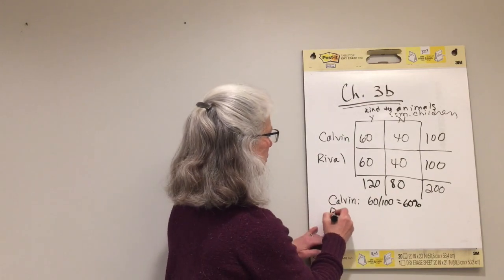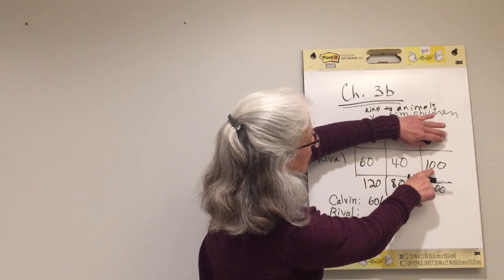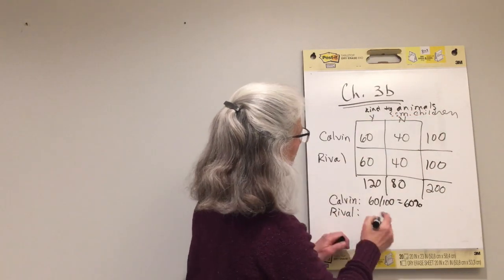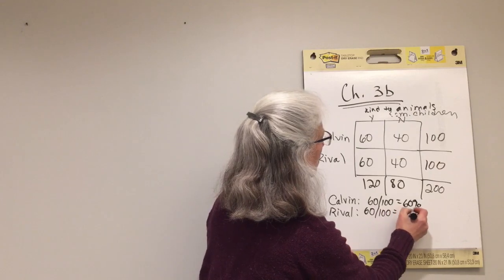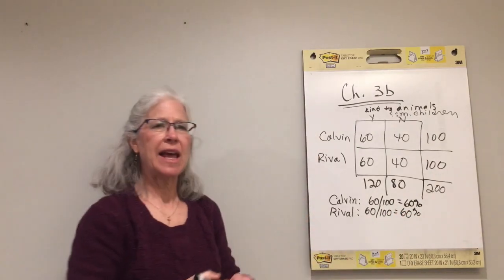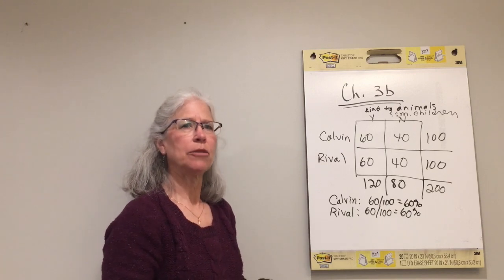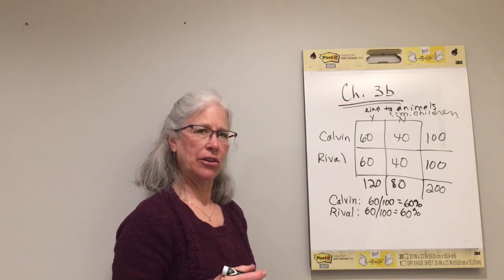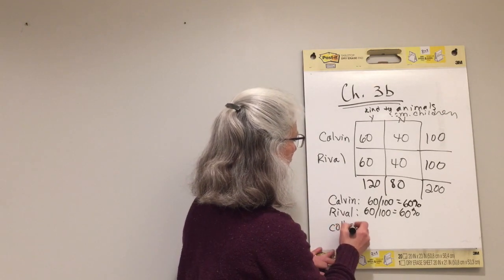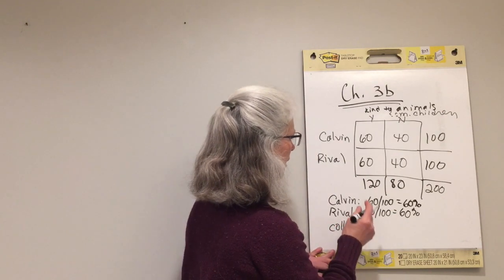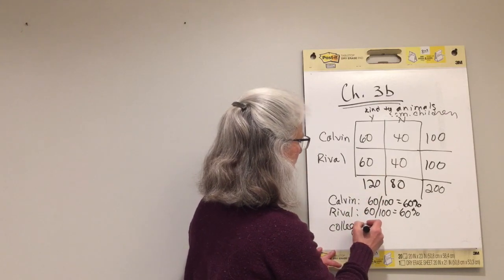Among the rival college, we have 100 students in the rival college, 60 of them are kind. So for both Calvin and the rival college, 60% are kind and 40% are not. This means that college and kindness are independent. There's no relationship, there's no difference between Calvin and the rival college in the percent that are kind.